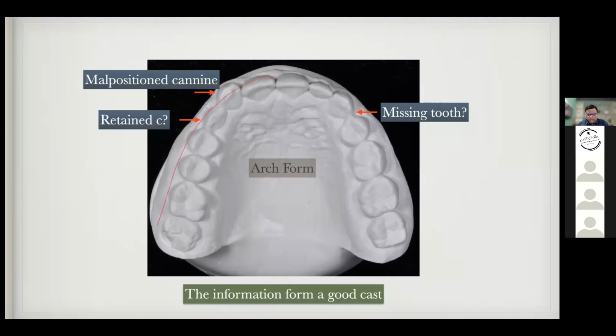Also, what you can look at is the arch form. What the arch form tells you is whether, if I am doing a veneer, this will be an additive case versus I will have to subtract that much. It's a subtractive case. So a good cast can give a lot of information.